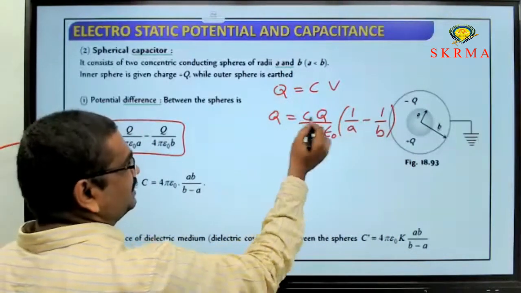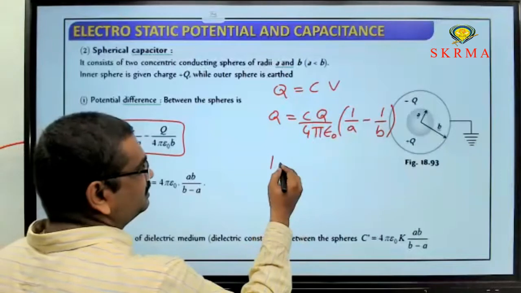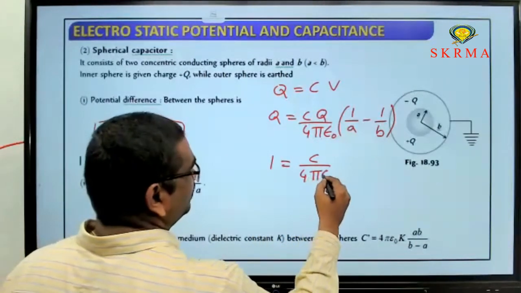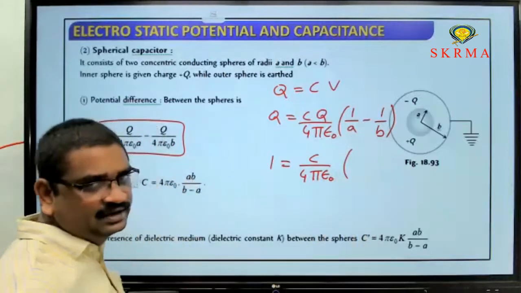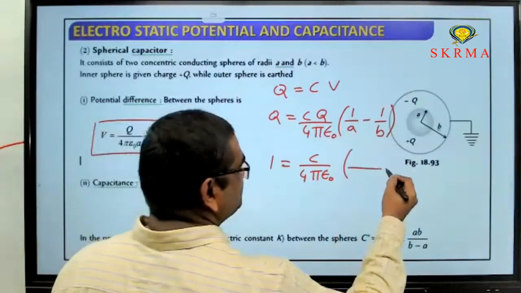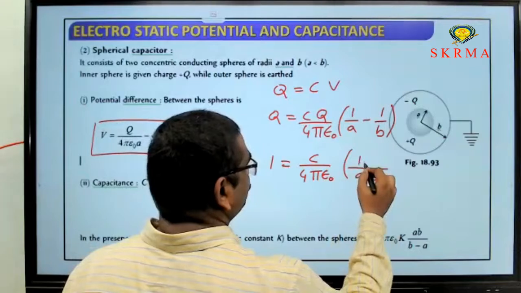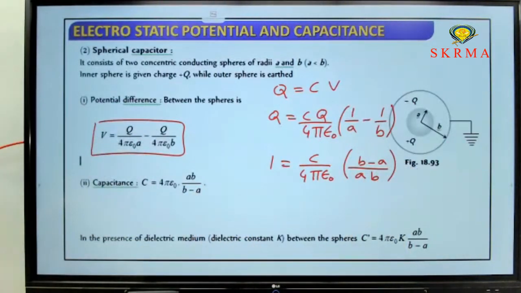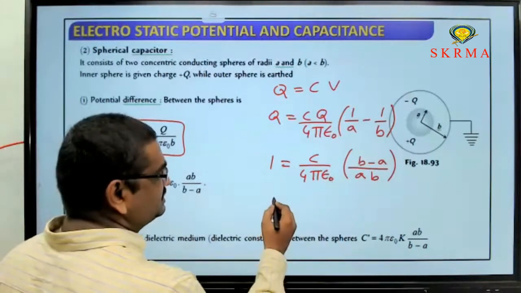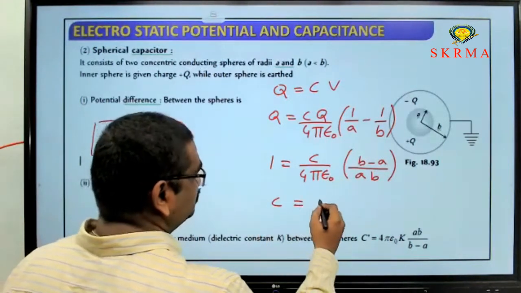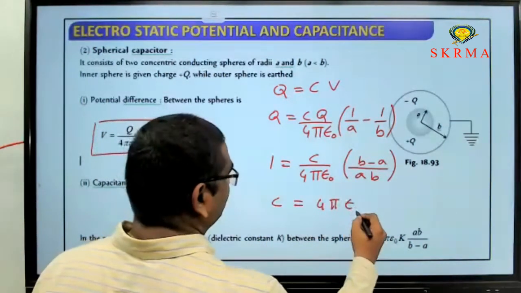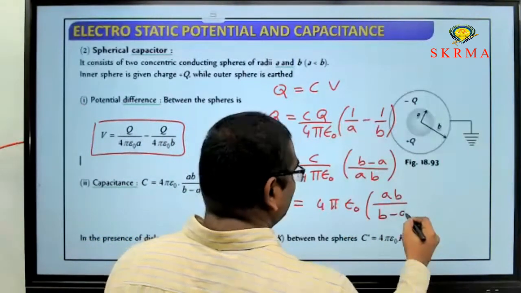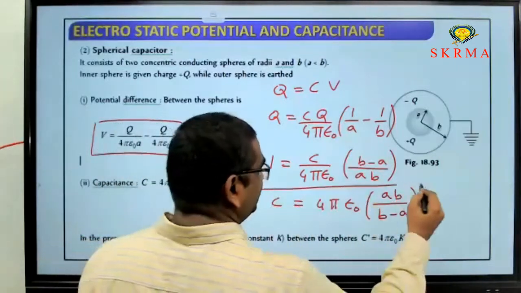So cancel similar terms. Then Q gets cancelled out. Then here 1 is there, and on this side C by 4 pi epsilon naught is there. Now what is the LCM for that? LCM is AB by B minus A. Now rearrange this equation for capacitance C. So C equal to 4 pi epsilon naught into AB by B minus A.